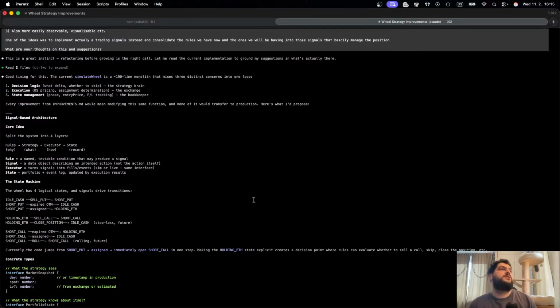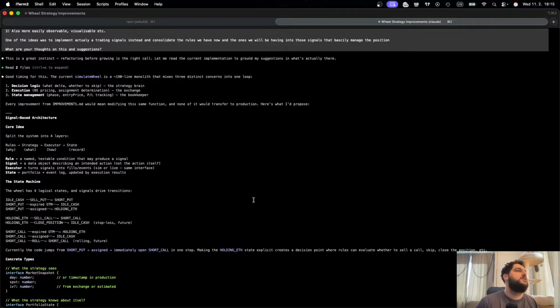The current simulate wheel is a 190 line monolith that mixes three distinct concerns into one loop: decision logic, what delta, whether to skip, the strategy brain; execution, BS pricing. What's this? Black and Scholes. Bullshit. Assignment determination, the exchange; state management, the bookkeeper. Any improvement from improvements.md would mean modifying the same function and none of it would transfer to production.